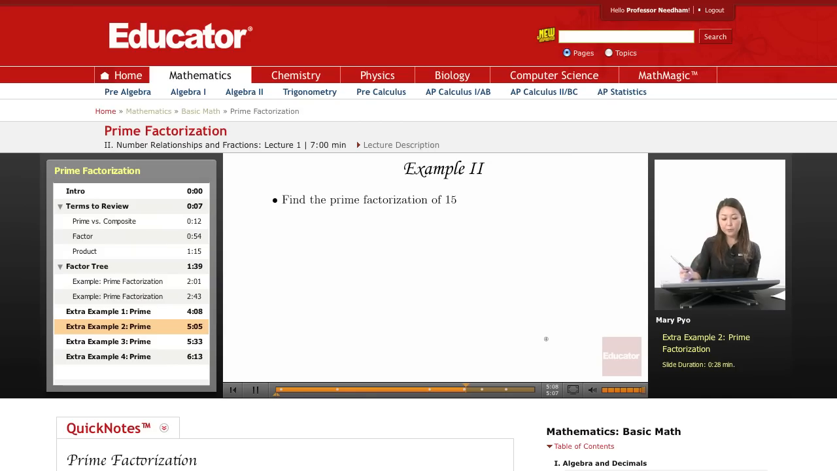So here's another example, 15. 15, I can only break it up into 5 and 3, and they're both prime numbers. So this was an easy one. So 15 becomes 5 times 3.